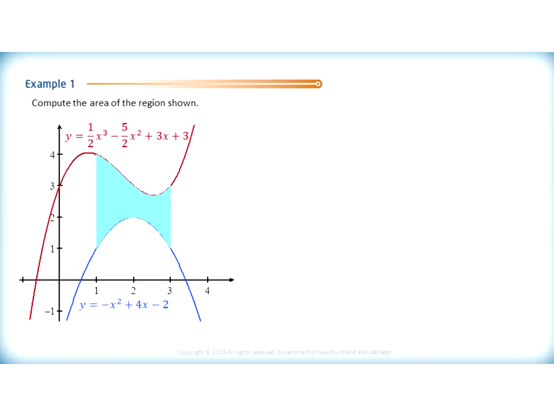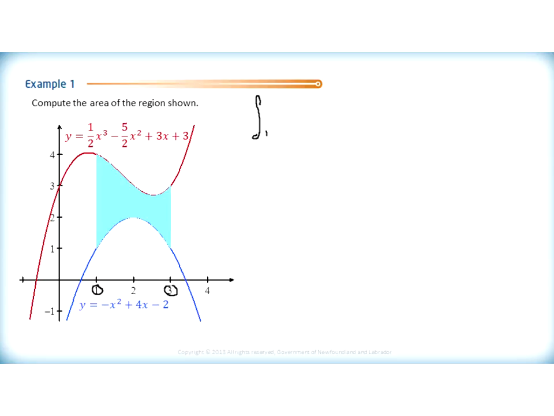Let's look at our first example here. It says compute the area of the region shown. So that's this blue stuff that's in here. If I want to find that area, I've got to take the integral from one endpoint a up to b. So a here would be this 1, and b would be this 3.